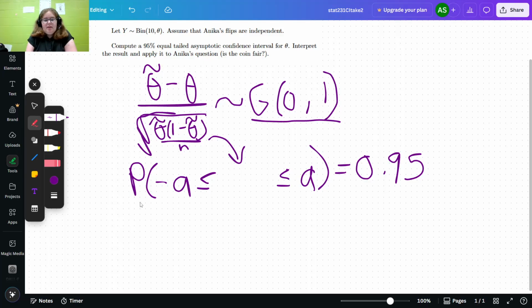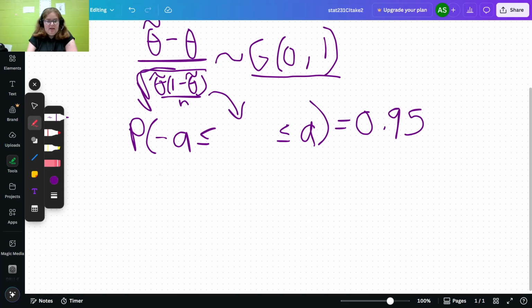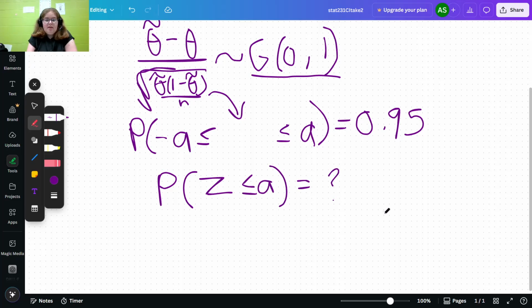And if I want P of negative A less than or equal to this thing, which is Gaussian, less than or equal to A, to be equal to 0.95, that's kind of like saying P of Z less than or equal to A is equal to something. But I say that because notice how we have this part over here, whereas this part I've kind of just neglected and I just have less than or equal to A.